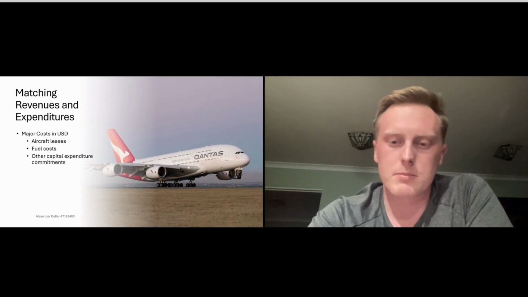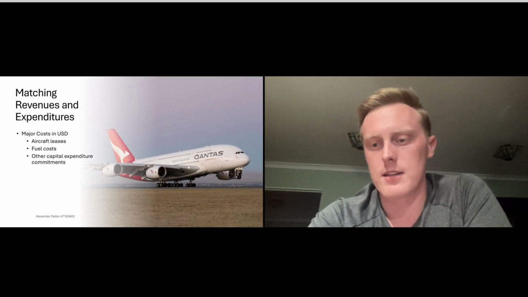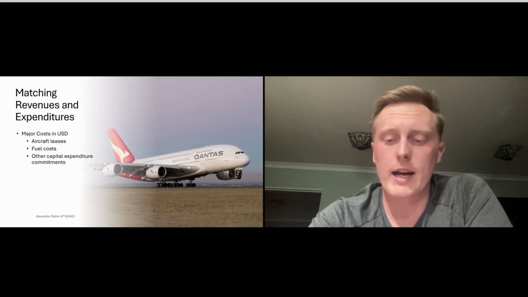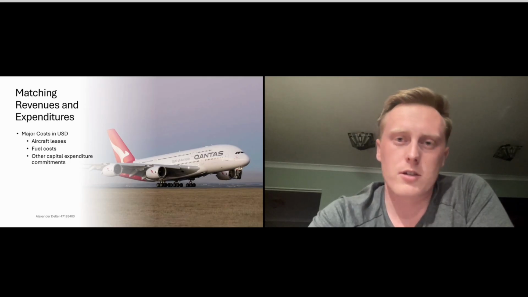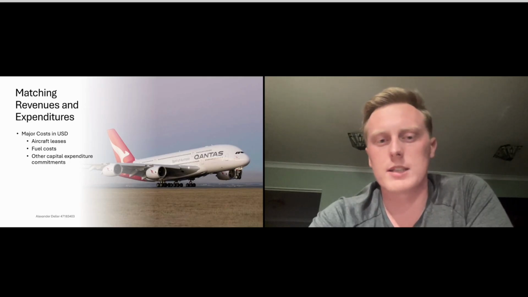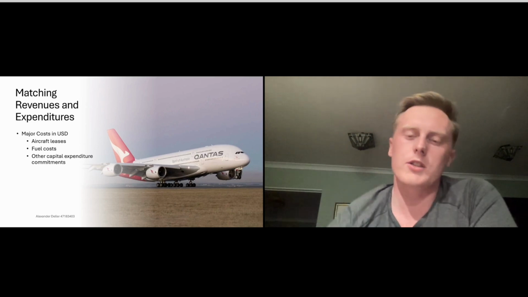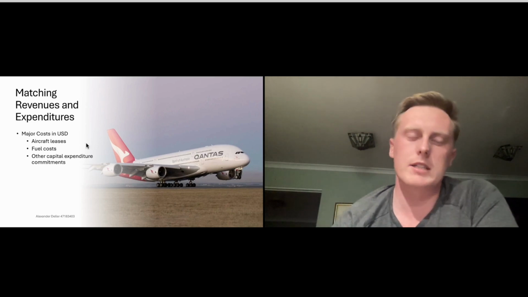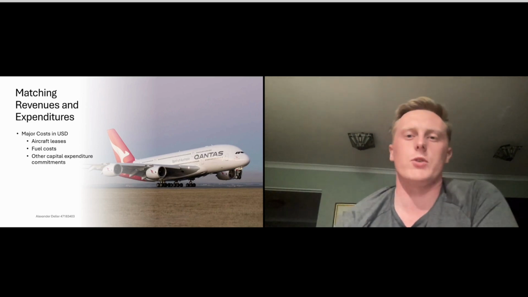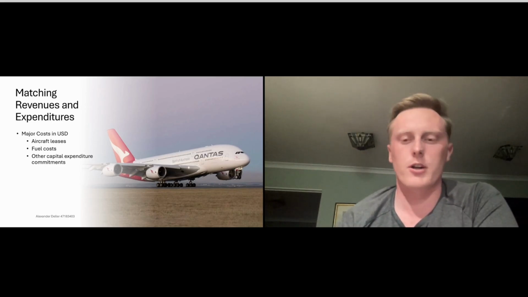Its other capital expenditure commitments include maintenance and the actual outright purchase of new Boeing aircraft. All these costs are in USD. As I said, Qantas has quite a high liquidity in the US dollar, so it is minimizing its foreign exchange risk by not having to change from AUD to USD to make sure that these operations can occur.